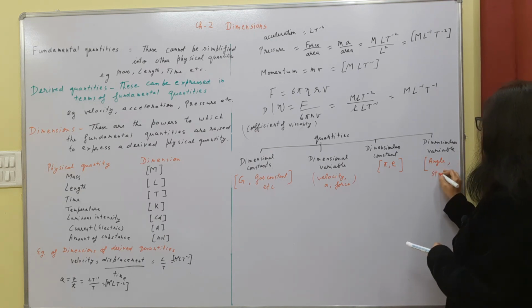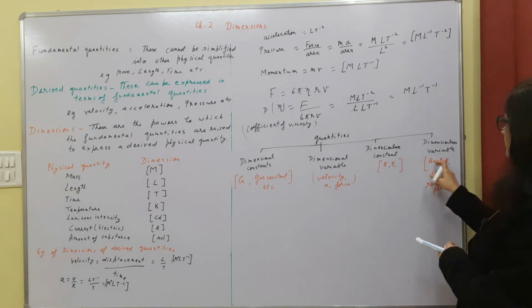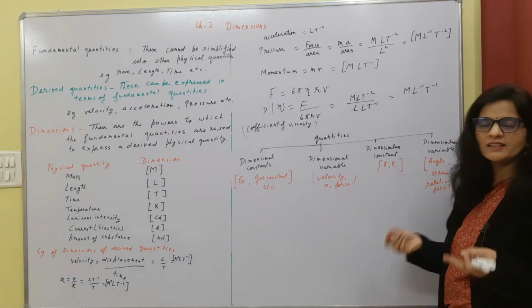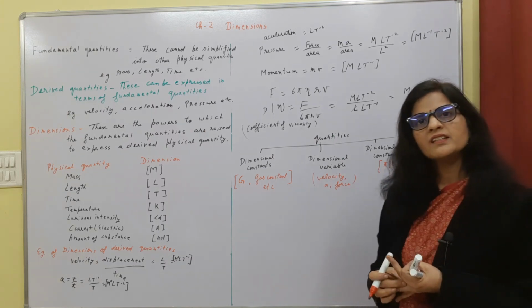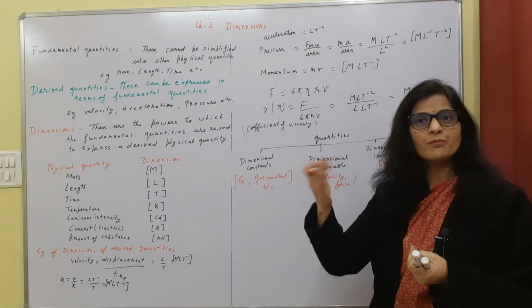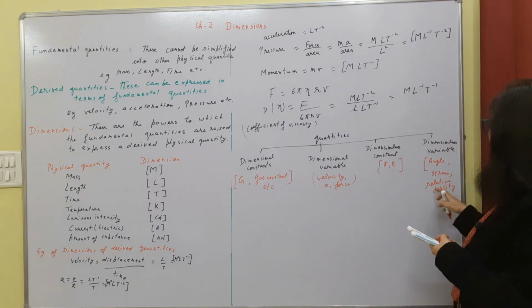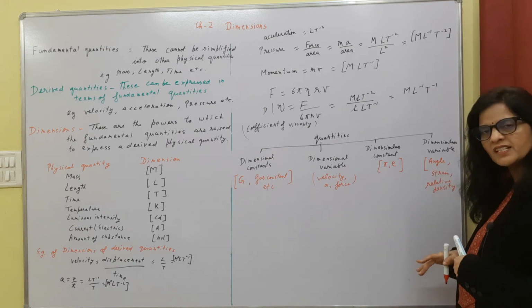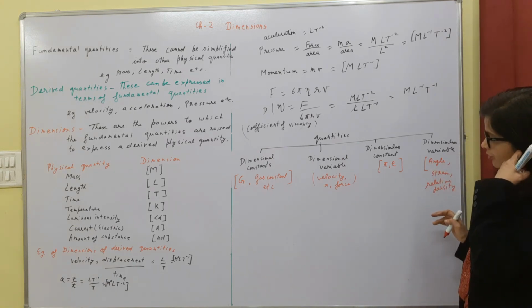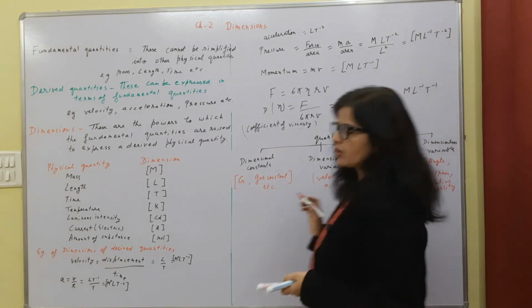Strain, relative density, because angle is written as sine theta, tan theta, cos theta. So that angle is written as sine, side upon side, so length upon length, so this will be cancelled. Strain is change upon original, relative density is the comparison of the densities, so this will also cancel out. So these are the basic concepts of dimensions.